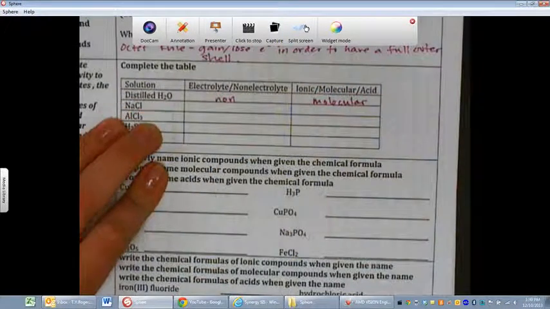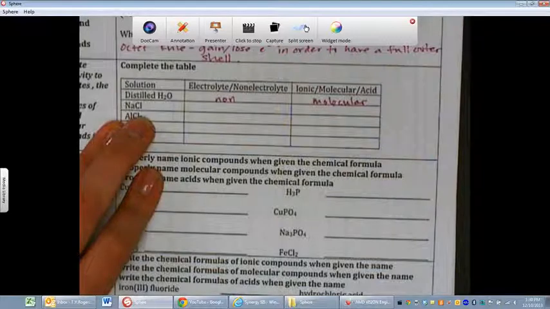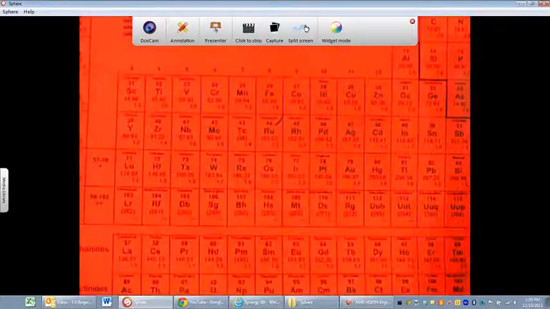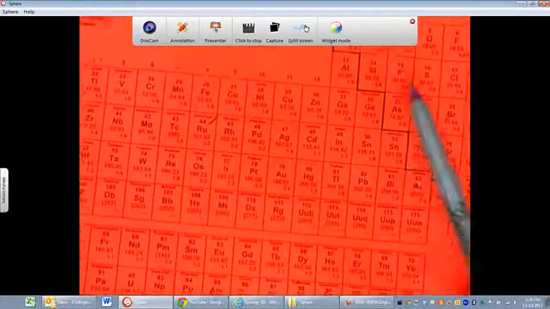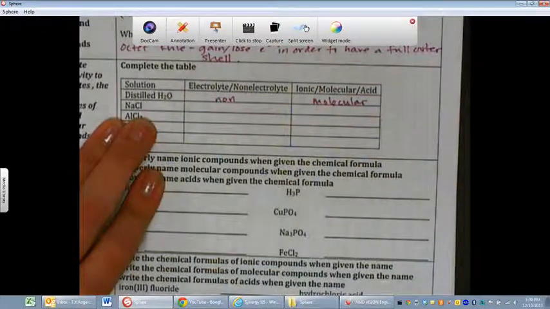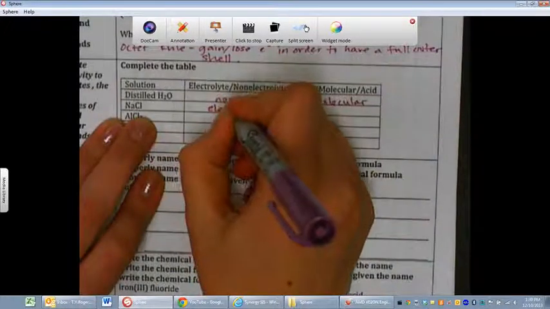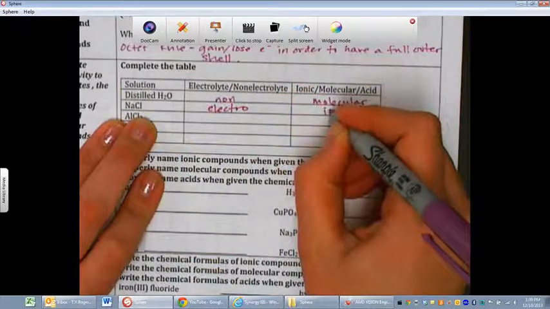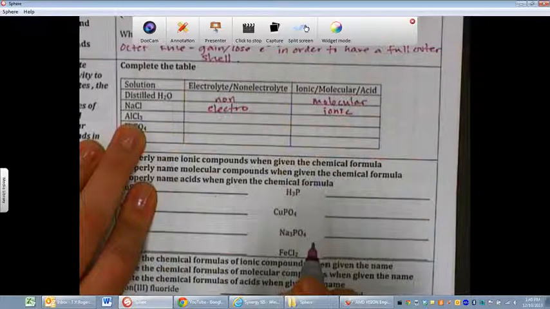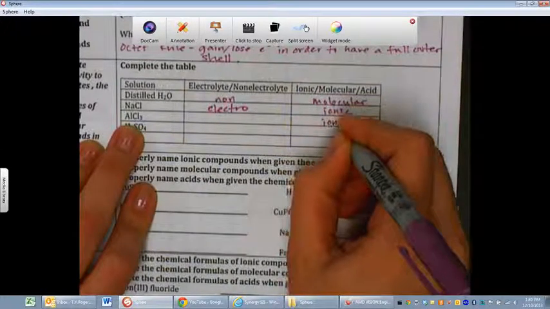If I look at salt, which is NaCl, when I look at the electronegativity difference of those two, we have a 0.9 and a 3.0. So that's definitely greater than 1.7. So this is ionic. You also know that salt dissolves in water and it conducts electricity just from your everyday knowledge of salt. So this one is definitely an electrolyte, and it's an ionic compound. The next one, we can do the same thing. Al and Cl, when I subtract those, is greater than 1.7. This is ionic, which means it is an electrolyte.